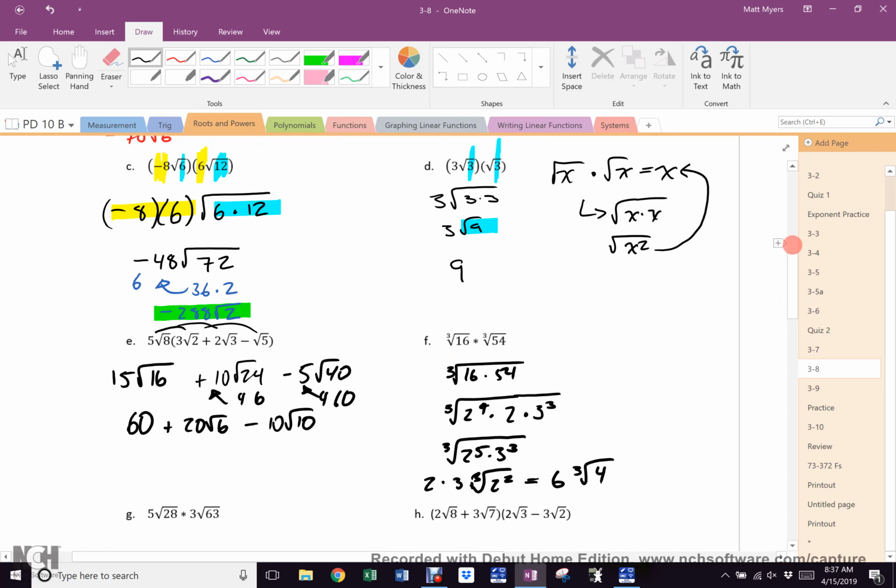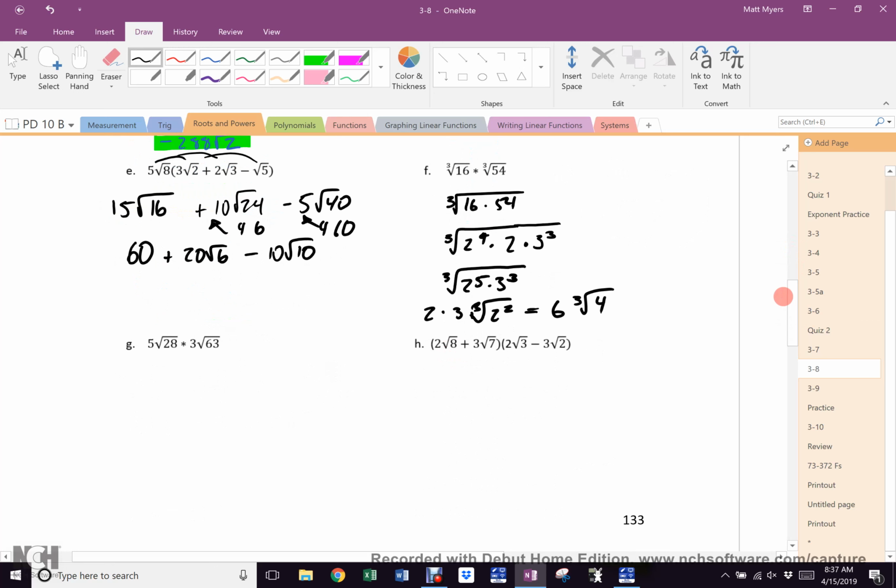Now, what are you going to do with G? You are not going to tell me that that is 15 root 1,764 and start factor treeing that, are you? Of course not. What are you going to do? You're going to simplify now. What is this? 4 times 7, so it's 10 root 7. What's this? 9 times 7, so it's times 3 root 7, yeah?